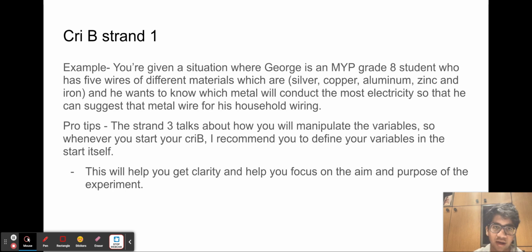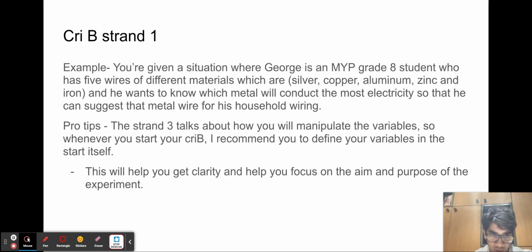So here's an example. You are given a situation where George is an MYP grade 8 student who has 5 wires of different materials, which are as mentioned silver, copper, aluminium, zinc, and iron. And he wants to know which metal will conduct the most electricity so that he can suggest that metal wire for his household wiring.